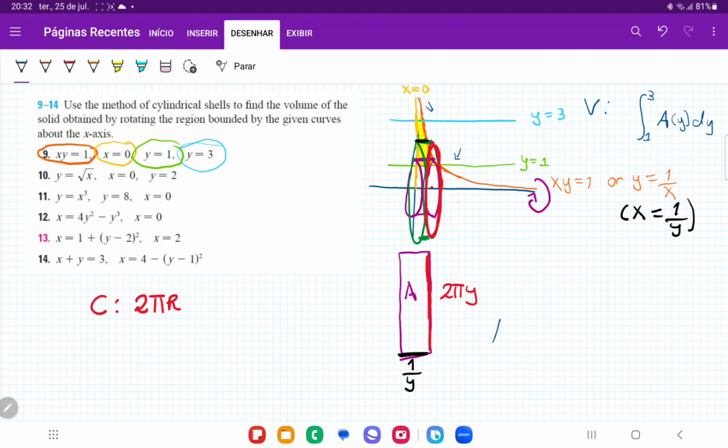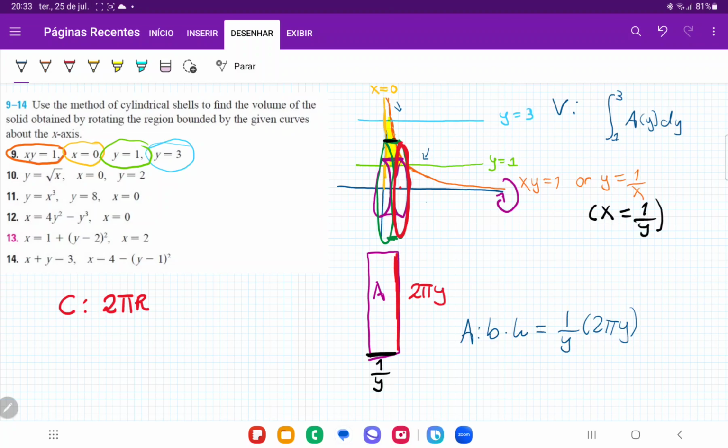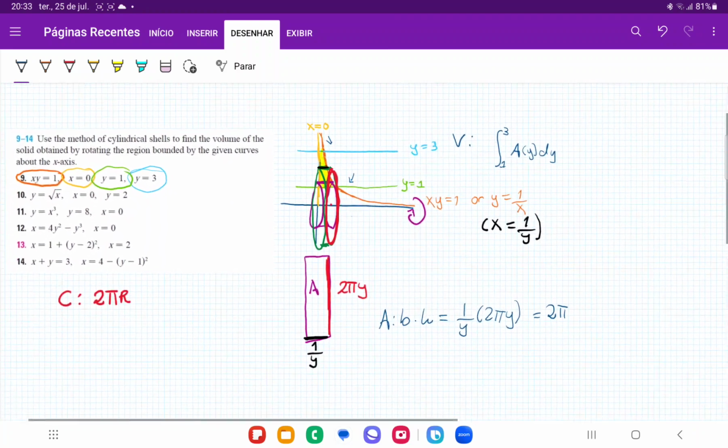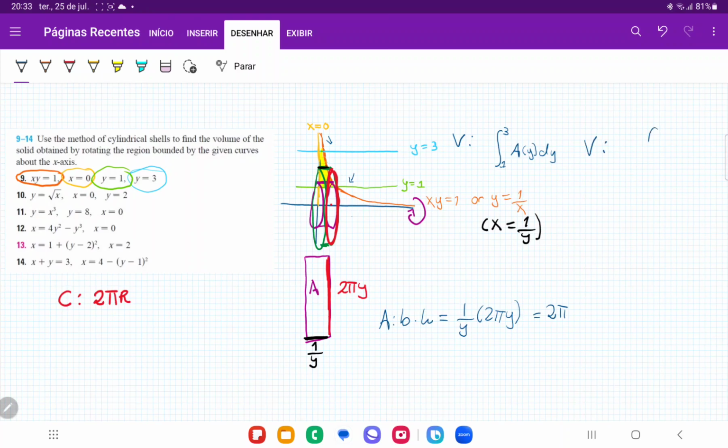So therefore, my area is base times height, which is equal to 1 over y times 2 pi y. Now the 1 over y cancels out with that y, which is just equal to 2 pi. Therefore, the area is just 2 pi. Once we have this expression, we are ready to integrate. The volume is the integral from 1 to 3 of 2 pi dy. When we integrate this, it's just going to be 2 pi y, evaluated from 1 to 3.